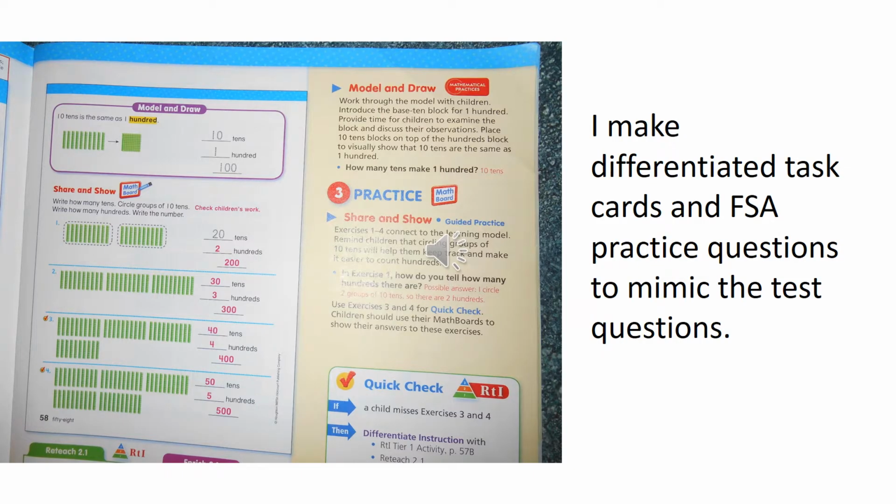Then when it's time for the students to work, we don't use the workbook pages. I use the FSA test to create task cards, and I try to differentiate them. So maybe the lower group is working on just the basic skill, where your high kids are working on more of a word problem type of thing with higher numbers. Just anything that's going to mimic those test questions and test stems.